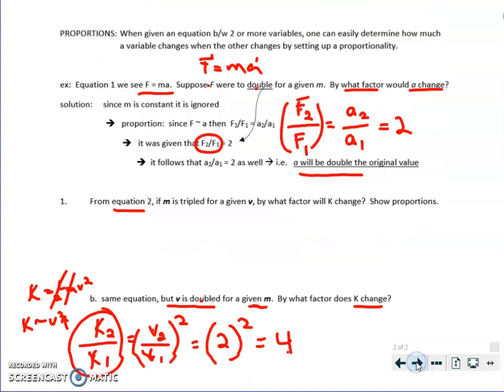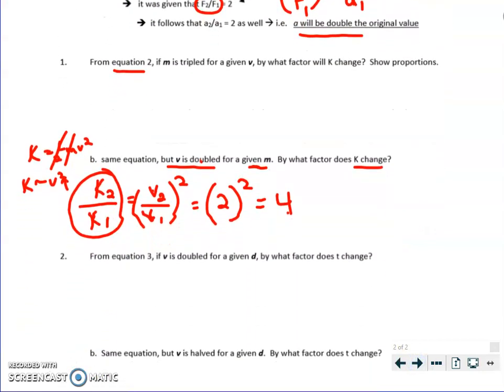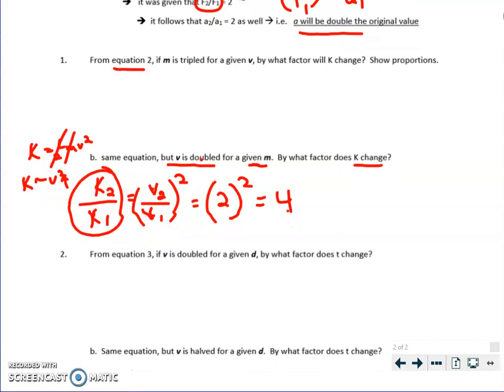Okay, so let's look at the proportions. I have the solution to the one that I did. So let me do the others. K is 1/2 mv squared. I'm keeping v constant in this one, so I ignore that. So basically I have k is proportional to m. So I could say k2 over k1 equals m2 over m1.